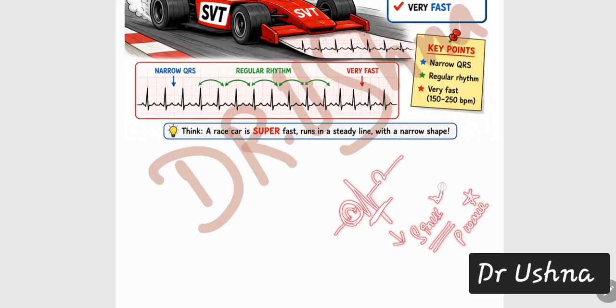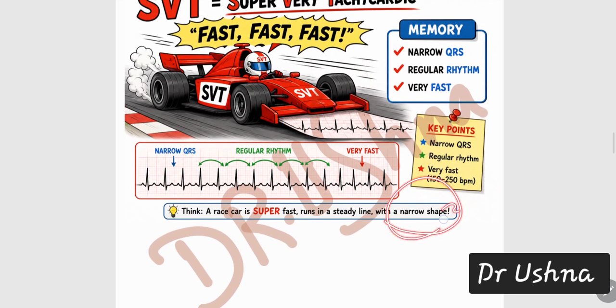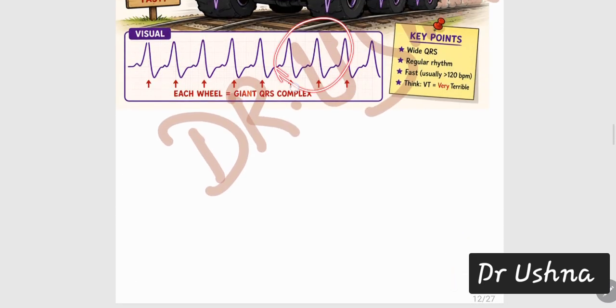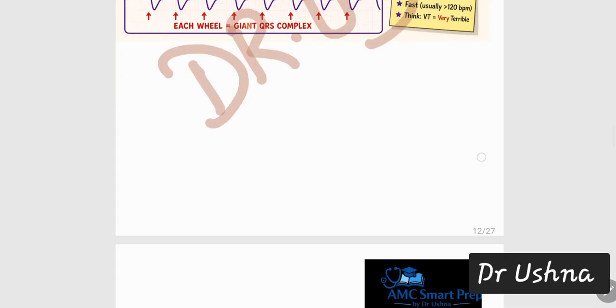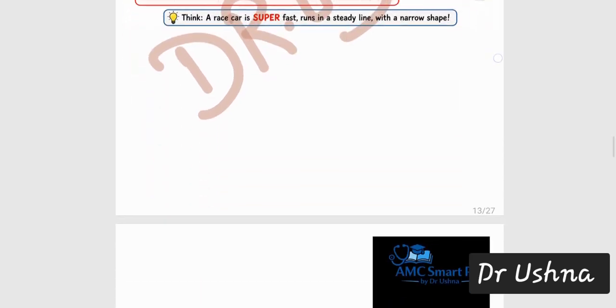This is very important. So in your SVT, supraventricular tachycardia, you will have a beautiful P wave. Every QRS complex is preceded by this beautiful P wave, and it will look pretty much like a normal ECG, but the rate will be so high, more than 150 to more than 200. This is your SVT, super fast racing car. Narrow complex. This was your wide complex, ventricular origin, very terrible. So SVT is your narrow complex, regular rhythm, very fast, narrow QRS complex.